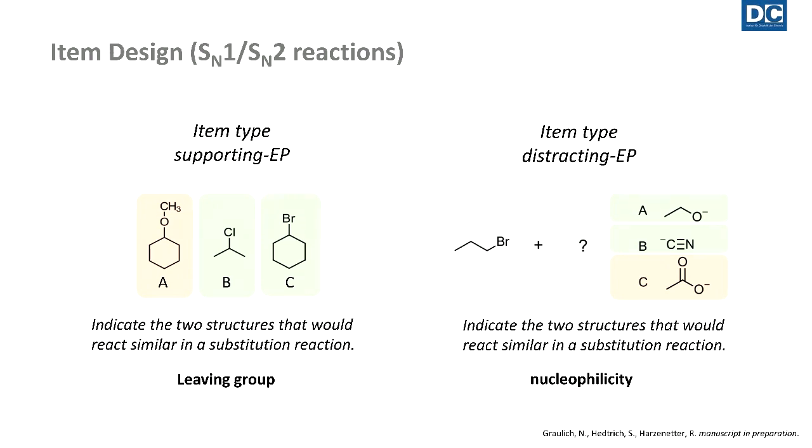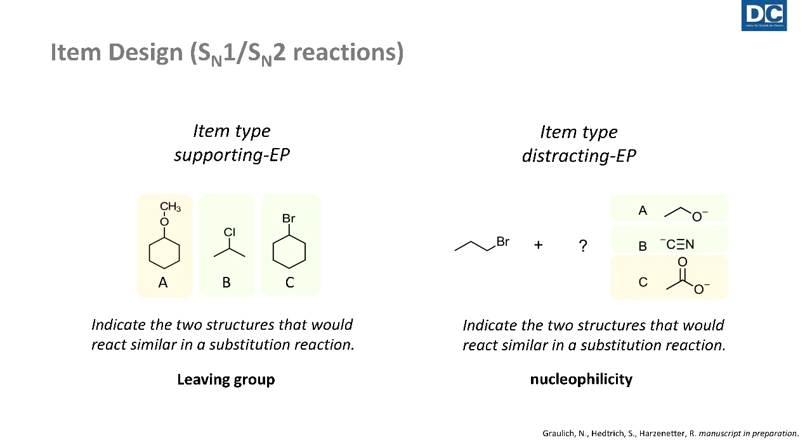you see the prompt indicates the two structures that would react similarly in a substitution reaction. You can see that choosing the correct answer here, B and C, is supported by also an explicit similarity between the two halogens. So this is an item that does not really allow us to assess the ability of students to infer the implicit property. On the right-hand side, for the nucleophilicity, you see an example for a distracting explicit property item type.